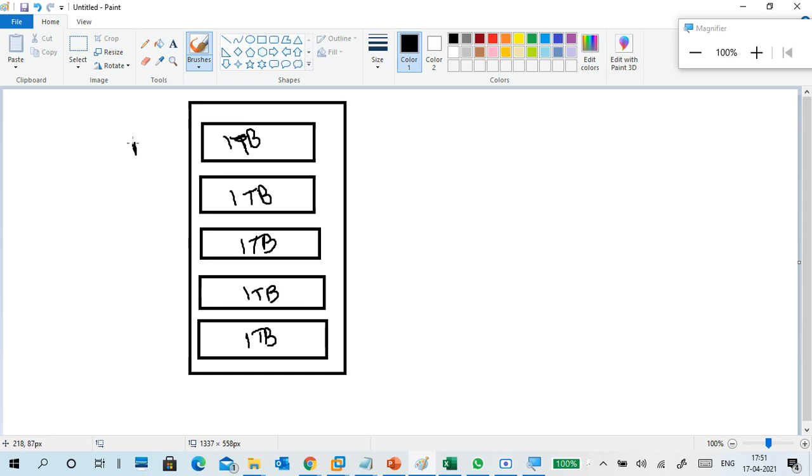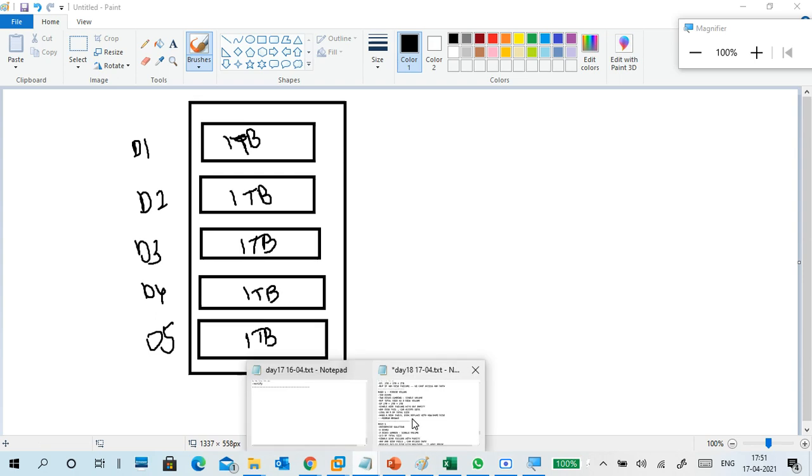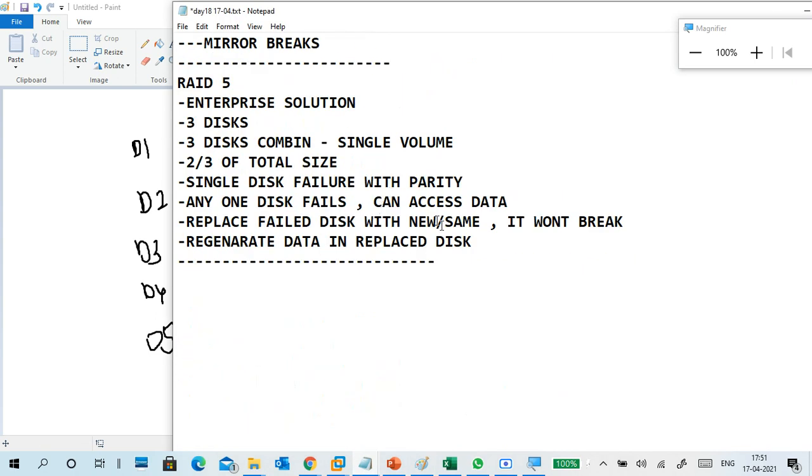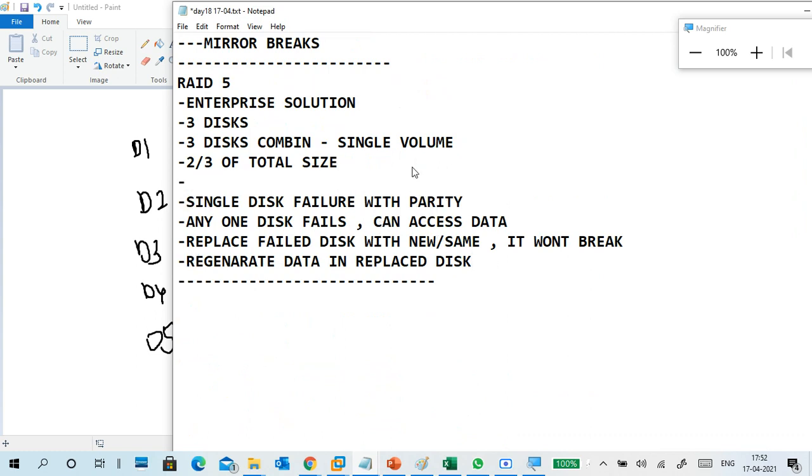Okay, these are five disks. Disk 1 is 1 terabyte, disk 2, disk 3, disk 4, all are 1 terabyte. I am telling this for making it very simple, so I told about 1 terabyte only. But it is 1 terabyte of free space. Actually it is 1 terabyte of free space.